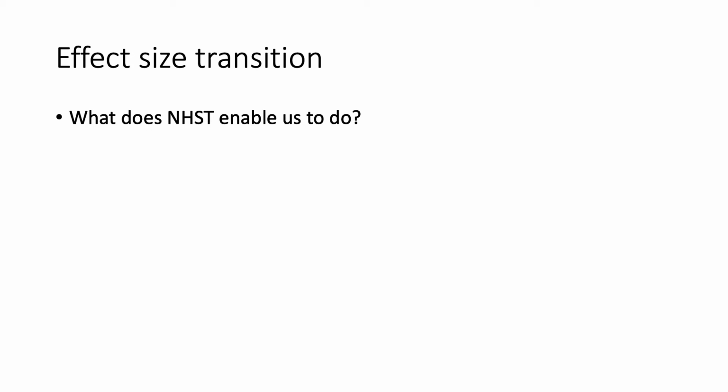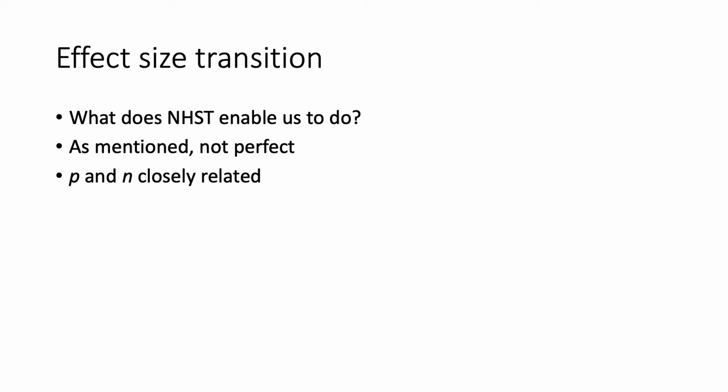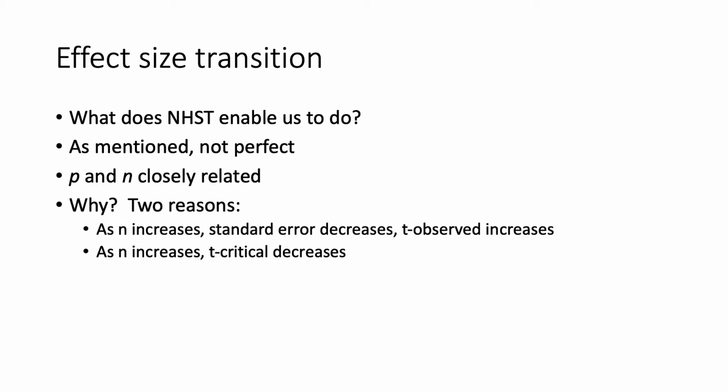Even though NHST is really widely used, we've discussed before that it's not without its problems. For one thing, the p-value you get out of a null hypothesis significance test and the number of people in your groups, your n, turn out to be really closely related. That's true for two reasons. Number one, as the sample size increases, the standard error will decrease, which will in turn increase your observed statistical value. I'll talk in terms of an independent groups t-test here, so it'll increase your t observed. In addition, as sample size increases, your t critical will decrease because you'll have more degrees of freedom. That combo of inflating your t observed and deflating your t critical makes rejecting your null hypothesis more likely as your sample size increases.